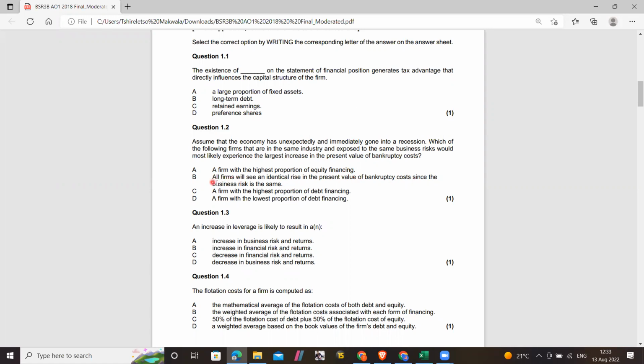Okay, let's check another one. All firms will see an identical increase in the present value of bankruptcy cost since the business risk is the same. No, this one is definitely wrong, right? Why? Because a business has two types of risk. It has business risk and financial risk, right? And both of those risks determine the value of the business, right? Like I said, when you're taking decisions, they have to have value. So decisions are there to increase returns, right?